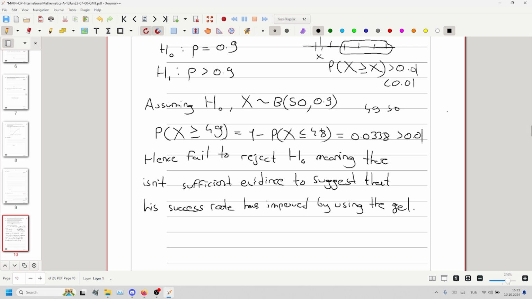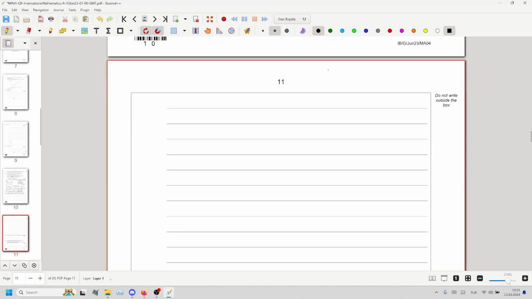If we were to land in the critical region, so if this value were to be less than 0.01, we would have to reject H0, meaning that there would be evidence suggesting that this probability is greater than 0.9. Hence, we would have evidence to suggest that his success rate has improved. All right.